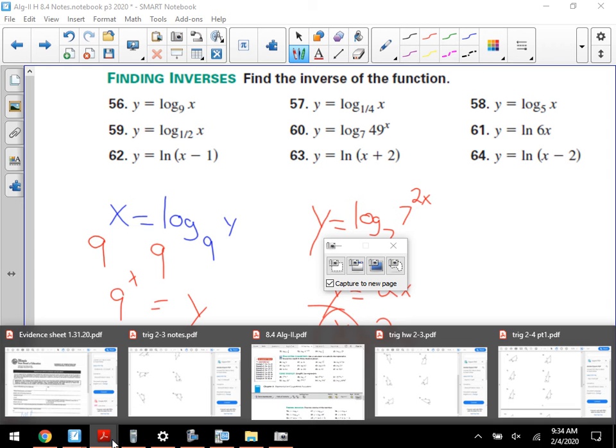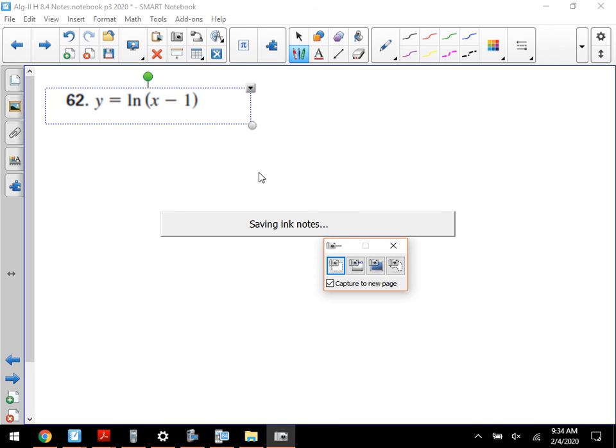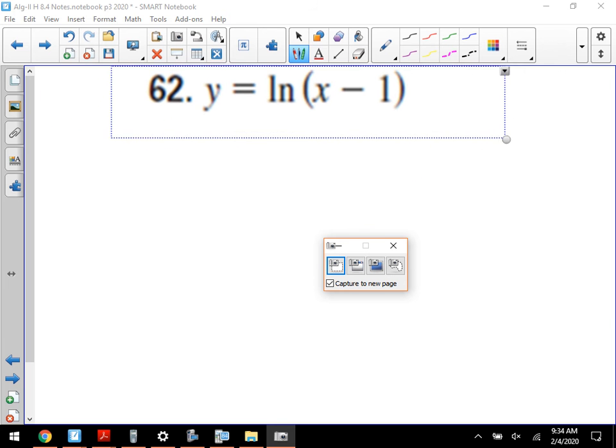Same idea. When you go to this one, first things first, flip-flop x and y, but I'm also going to rewrite it as log base e. Okay? Anytime you have natural log and you have to do something with it, rewrite it as log base e. Oops, sorry, that should be a y.